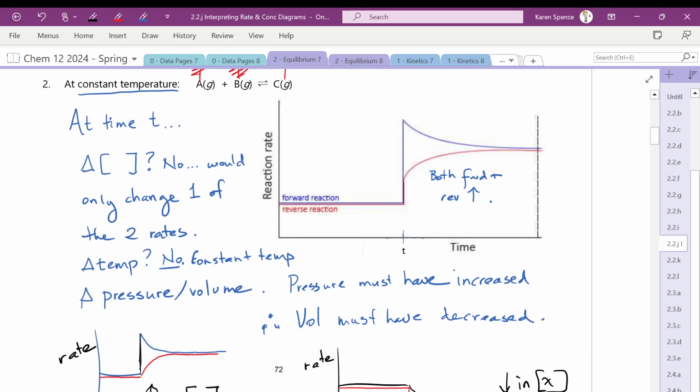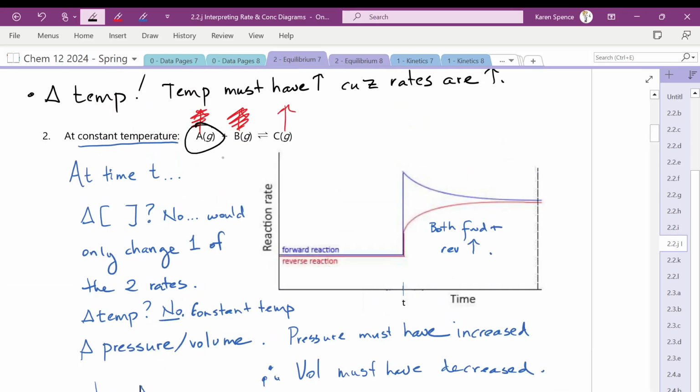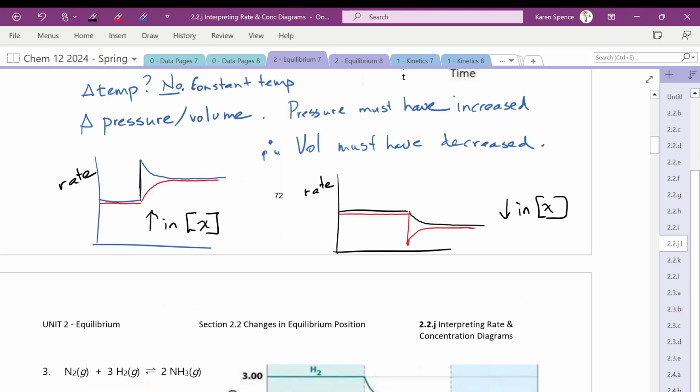Because if I increase the concentration of A, I have more collisions between A and B, but I don't have any more collisions between C particles. So the reverse rate would be staying the same. That's what we see here: the reverse rate does not change in that instant, but the forward rate does change in that instant. Did that make sense? Yeah? Okay.